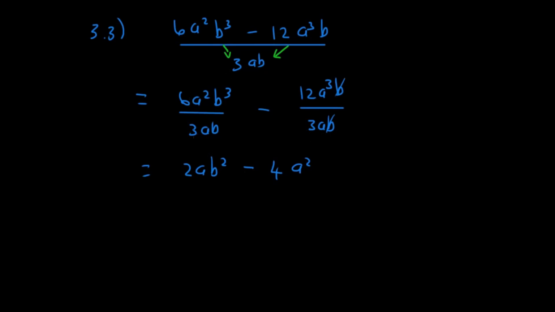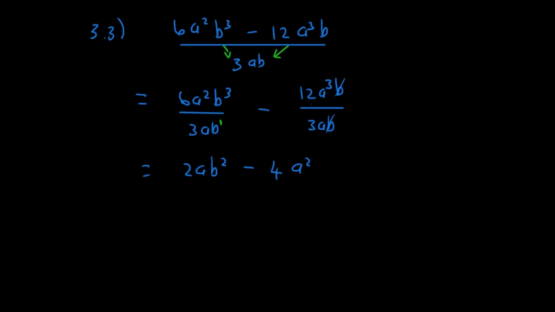So we divide. 6 divided by 3 is 2. A squared divided by a is a. And b cubed divided by b. Don't forget that invisible power 1. And when we divide, what must we do, grade 8s? We must subtract. So 3 minus 1 is 2.